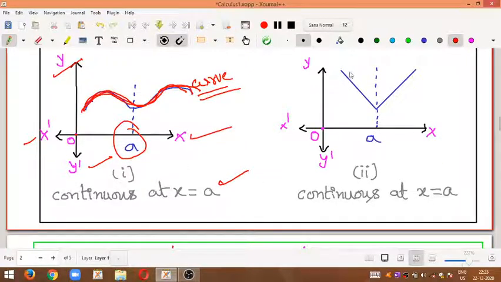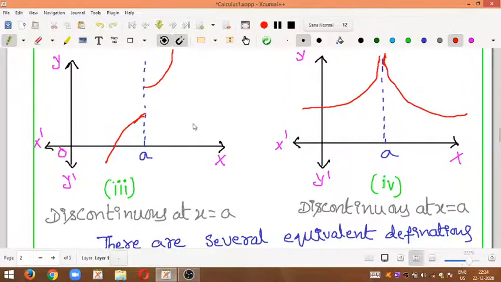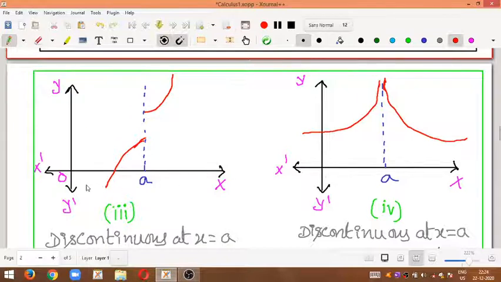Next one, see here, this is the x-axis, x dash, y and y dash. This is also non-breaking at this point, so that's why this is also continuous at x equal to a. Now we will see the next function. See here, this is the x-axis, x dash, y, y dash, origin O.